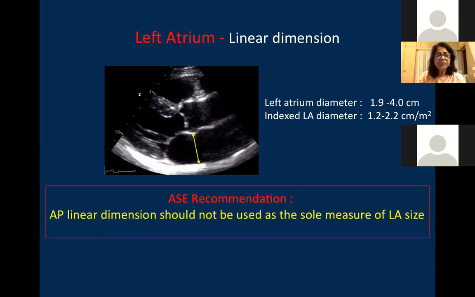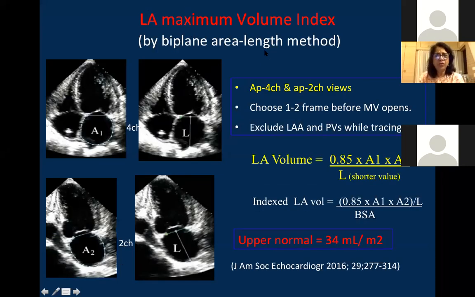So as per the latest ACC guideline, this anteroposterior linear dimension should not be used as the sole measure of left atrial size. Look for LA volume, and that we should index to the body surface area. So how do we measure the LA volume? We measure from two views. It's a biplane area-length method. One view is the apical 4-chamber, the other is the apical 2-chamber view.